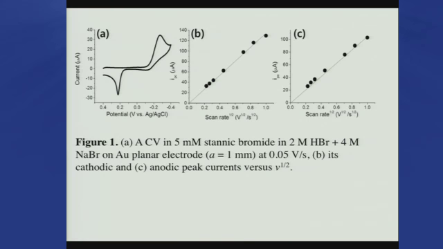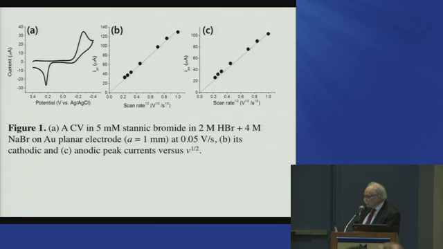If I look at the scan rate dependence of each of these waves, it's perfectly v to the half dependent at this electrode. So it clearly looks, if you're the first one looking at this, like 4 goes to 2 and 2 goes back to 4. It's a 2-electron transfer.